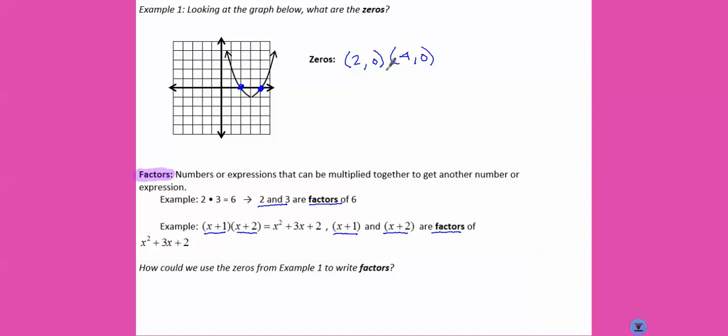How can we use the zeros to change them into factors? Well, these are both x values, so if you say x equals 2 and x equals 4, we want to rewrite these as equations that equal 0. So to make the right-hand side 0, I'm going to subtract 2 on both sides. x and 2 aren't like terms, so I'm going to just write x minus 2. 2 minus 2 equals 0. Similarly, I'm going to subtract the 4. x minus 4 equals 0. So my factors would be x minus 2 and x minus 4.